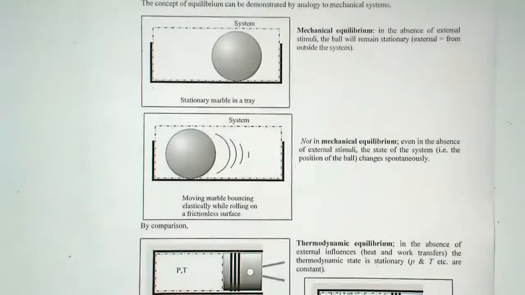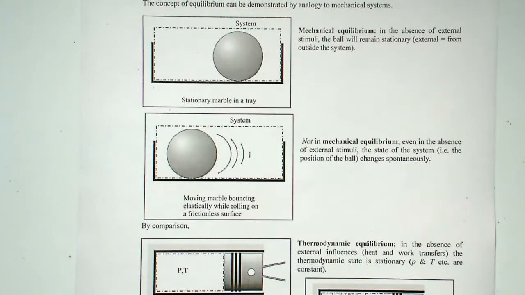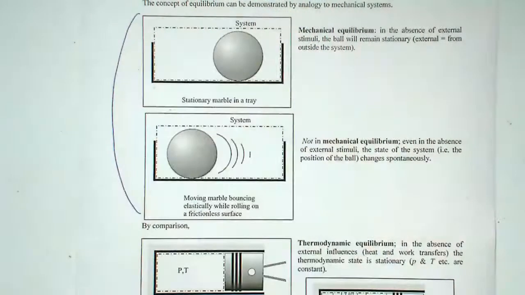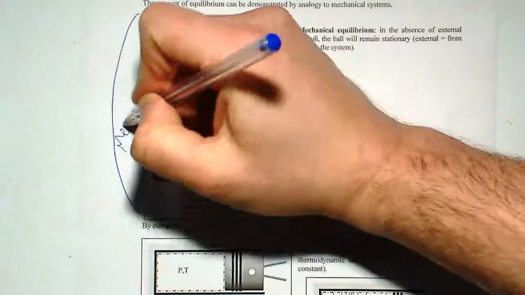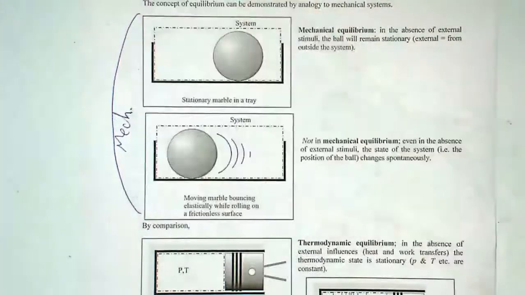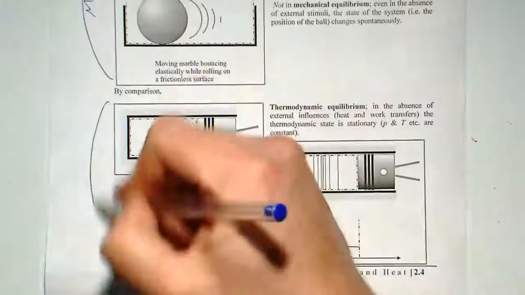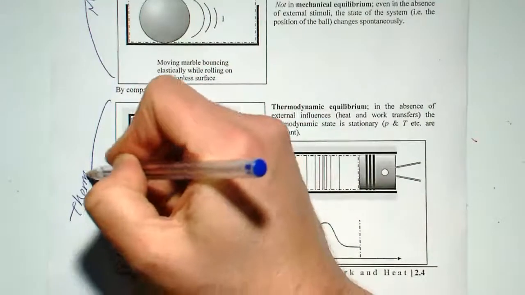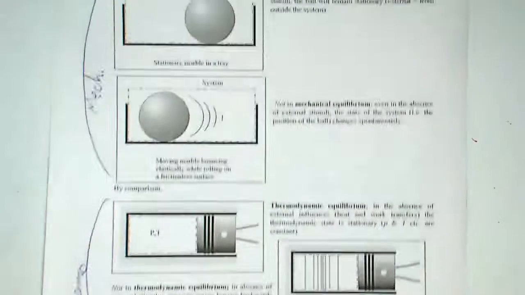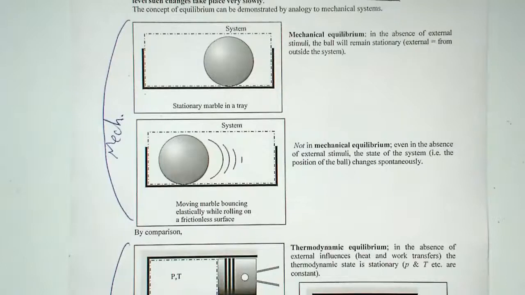Now, I want to talk about equilibrium and just mention that, as far as this module and this chapter are concerned, we could potentially define two different types of equilibrium. One is the mechanical one, which is these two examples. These are the mechanical equilibrium examples. And the other two are the thermodynamic equilibrium examples. Let's start with the mechanical.